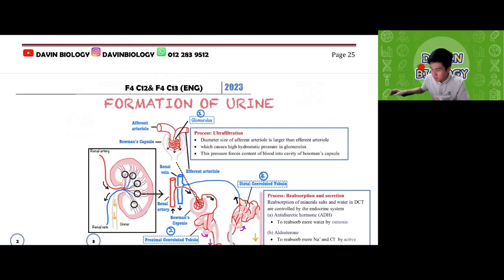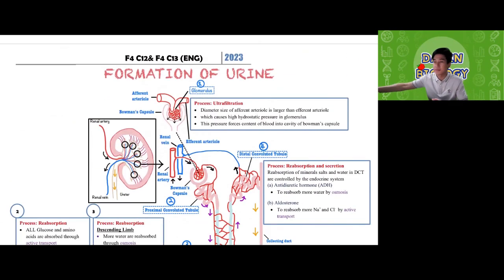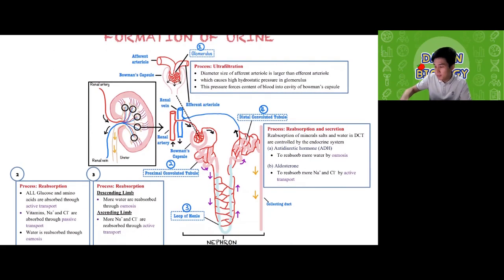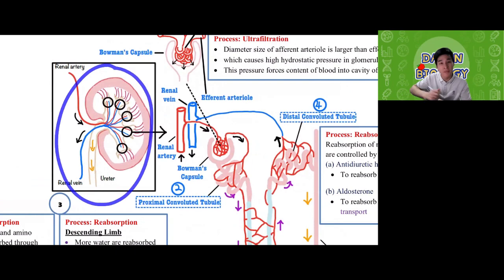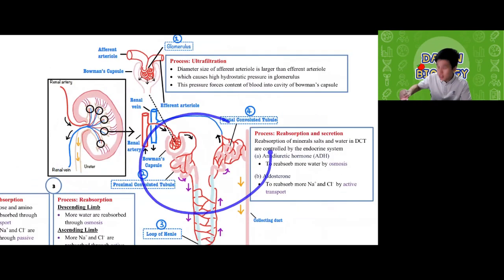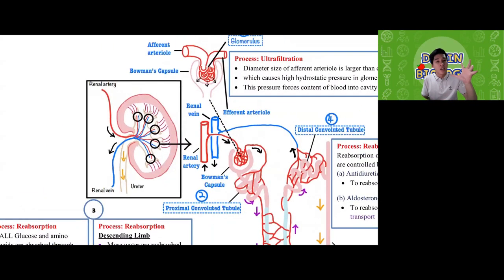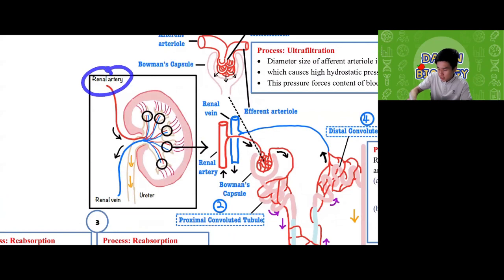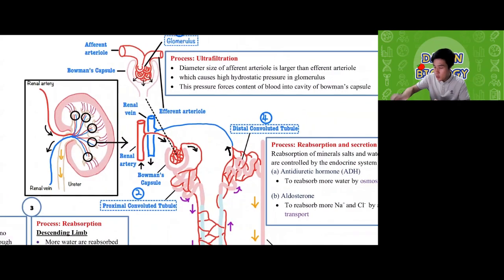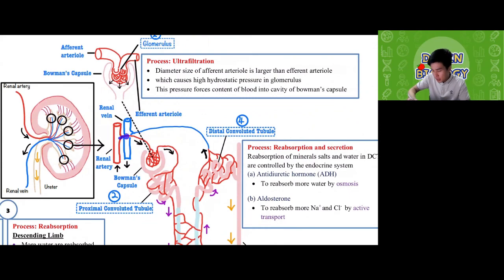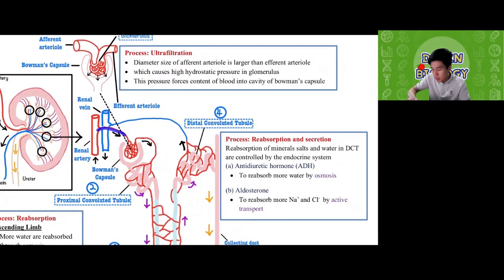Okay, so straight away, let's go to page 26. You can look at the beautiful drawing over here. Again, this is the kidney, and I can show you the nephron. It's very complicated. The kidney has the same renal artery, renal vein, and ureter. Once the renal artery carries the blood into the kidney, you can see that first it comes into this blood capillary like that.